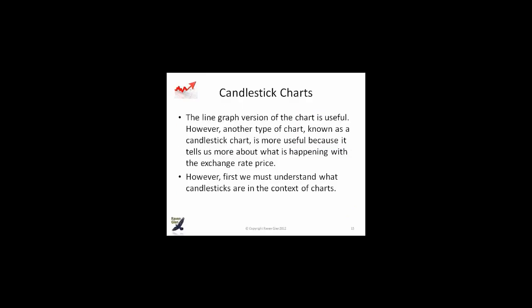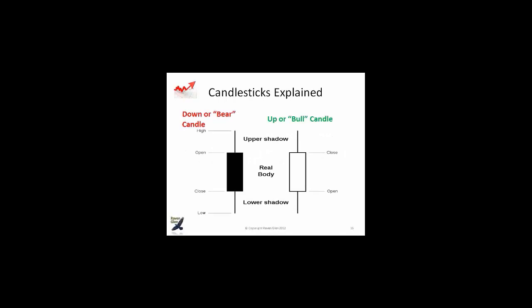The line graph or chart shown on the previous slide is very useful. However, another type of chart known as a candlestick chart is more useful to traders because it tells us more about what is happening with the exchange rate price. However, first we must understand what the candlesticks themselves in the chart represent. This slide shows a pair of candlesticks, one black and one white. Quite often there may be other colours. It's regularly the case that a bear candle, a down candle, is red also, and a bull or up candle is green.